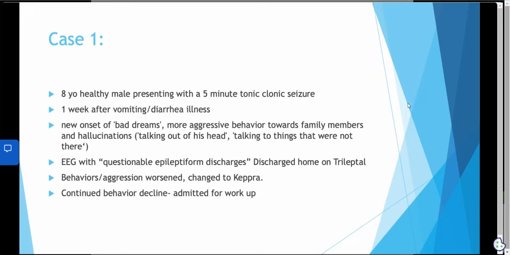Unfortunately, his behaviors continued to worsen. He was getting more aggressive. They initially thought maybe it was a side effect of his anti-seizure medicine, so they changed that. But he just continued to decline and was eventually admitted for an evaluation.